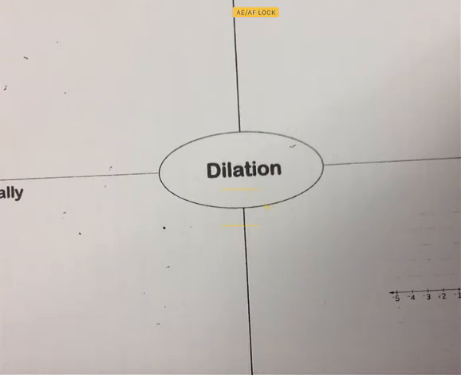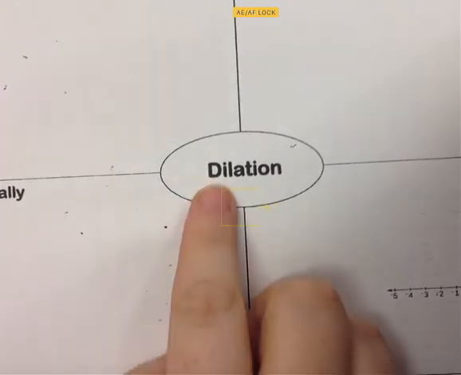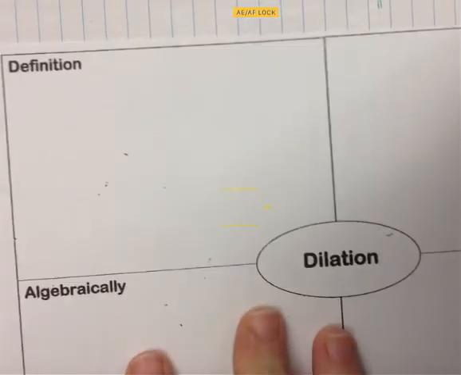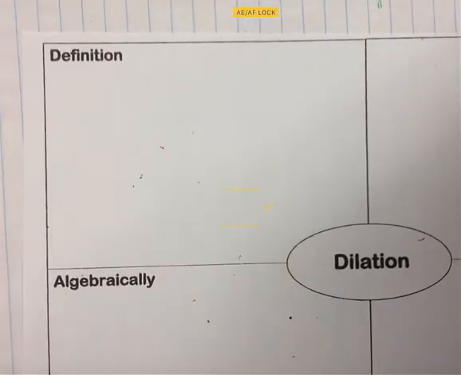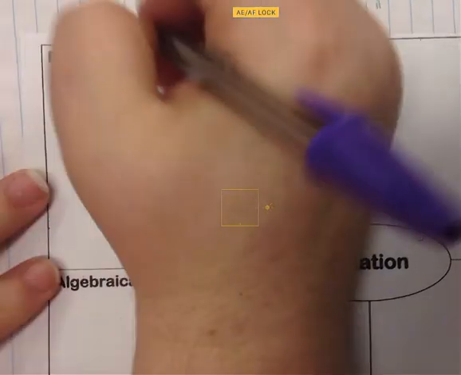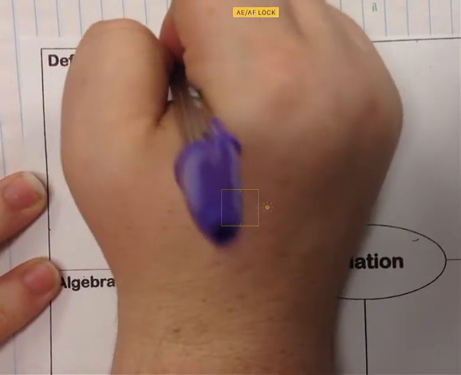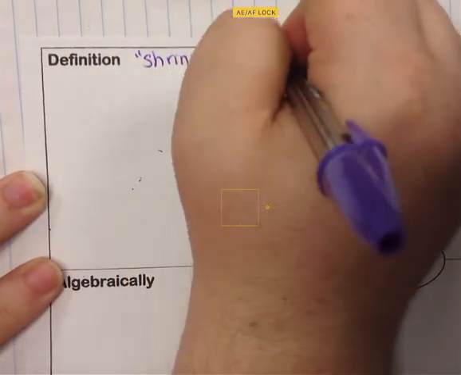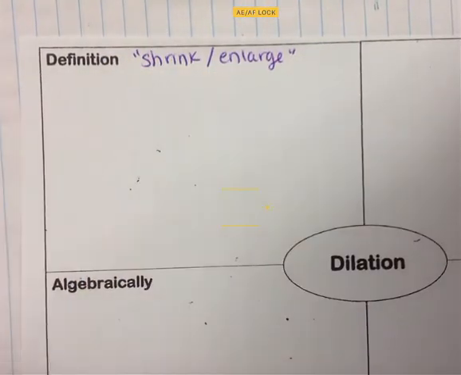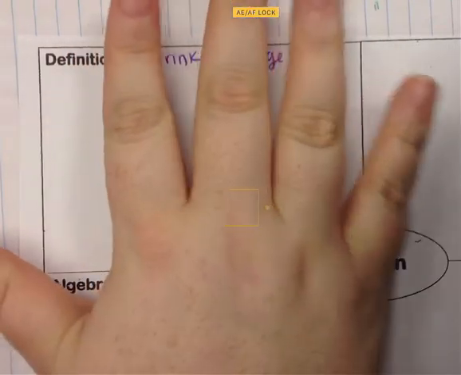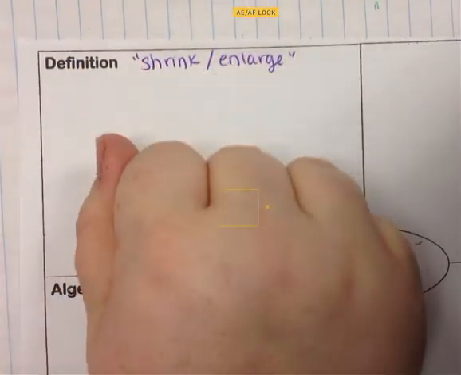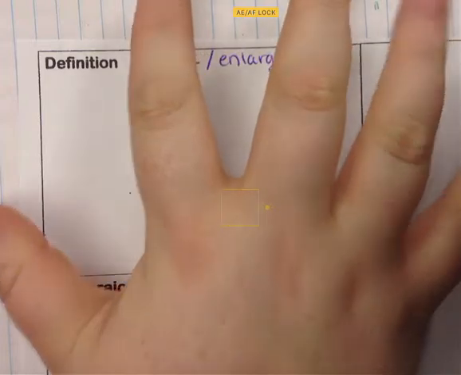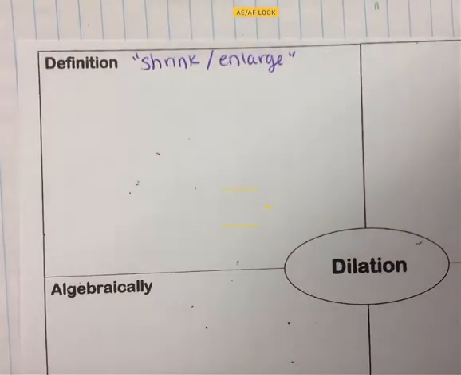This video is explaining the transformation dilation. Dilation is another word for shrink or enlarge. Shrink, or it could enlarge. Shrinking gets smaller, enlarging gets bigger. So if thinking about my hand, I can shrink it or I can make it go back to bigger. Shrink or enlarge. Think about dilating.